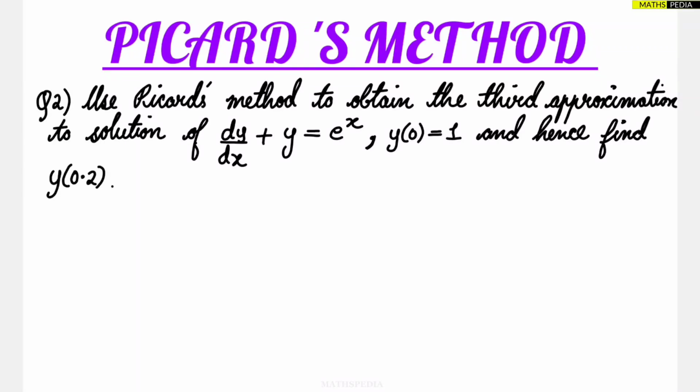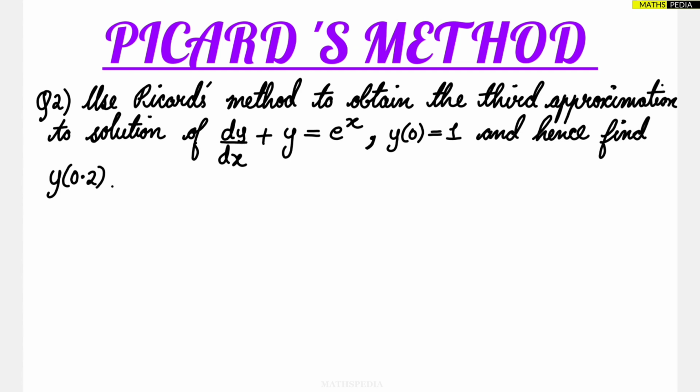So we are taking up the second problem in Picard's method. Okay. So this numerical method is for solving the initial value problems of the differential equation of first order and first degree. As we discussed in the first video, if you have not seen it, kindly see that video. In that I have explained the steps and we have solved one problem in a detailed manner.